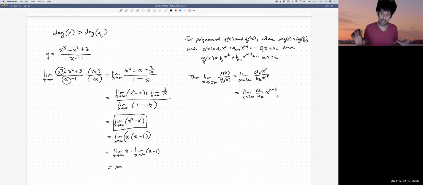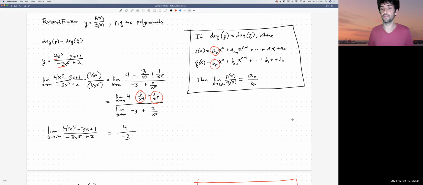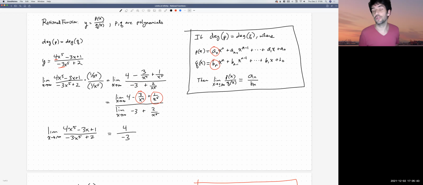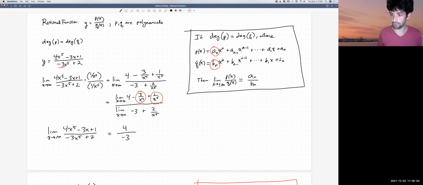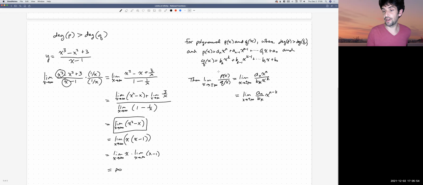Now, notice what I'm not saying. When they were equal, let's go back up there. When the degree of these polynomials was equal, then the limit was equal to the quotient of their coefficients, the leading coefficients. I'm saying the limit of the rational function is equal to the limit of this power function, right?